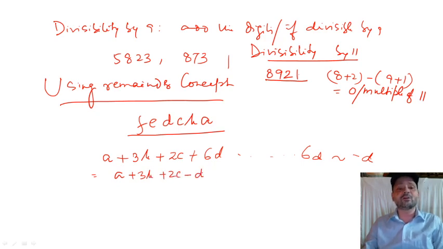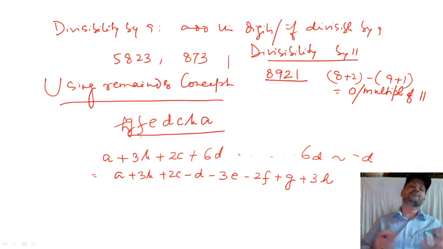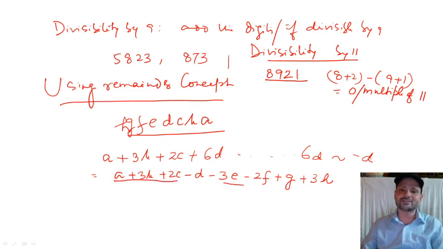Once you have gone to minus D, then again things will go like this: minus D minus 3E minus 2F. Then further, if there is a digit G, it will be plus G, and then again 3H, like that, if there is H. So this way you can find it. You see that this is plus, and then further this is minus, which is repeating, so you can use this concept.